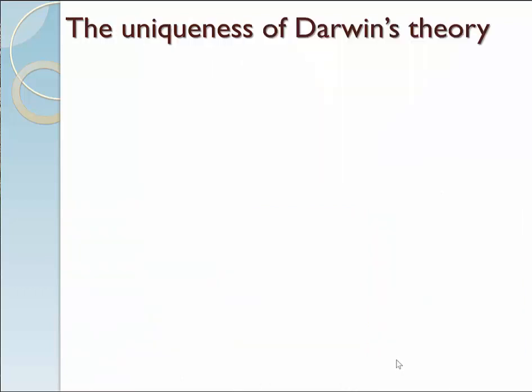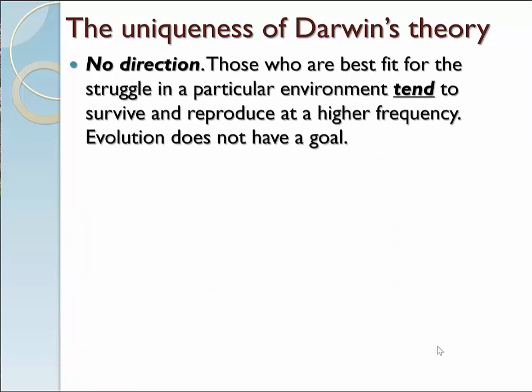So there were a number of things that were unique about Darwin's theory, and the first one is there was no direction. Those who are best fit for the struggle in a particular environment tend to survive and reproduce at a higher frequency. And so if the environment changes, then those who are best fit for the previous environment may not be so fit for the changed environment. And so there's no guarantees. Evolution does not have a goal. There's no goal for evolution. And this was a problem.